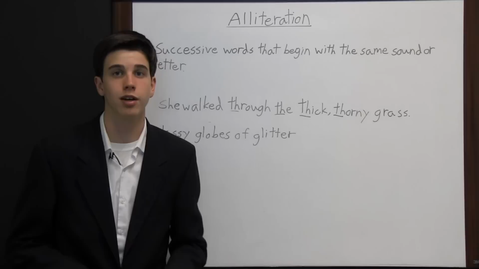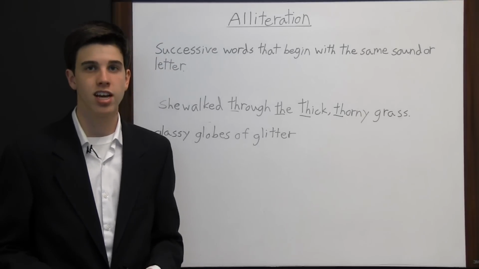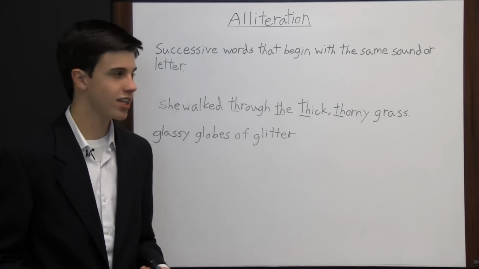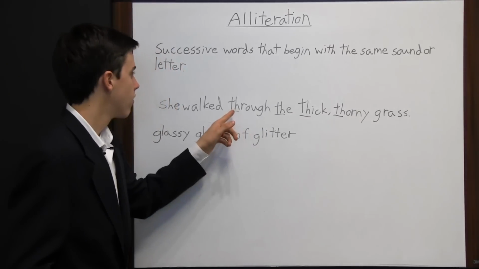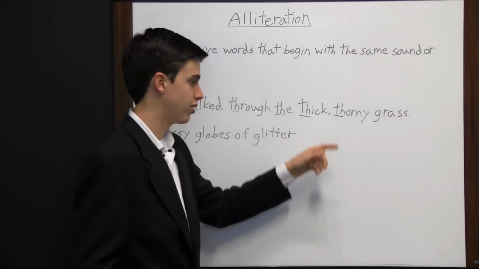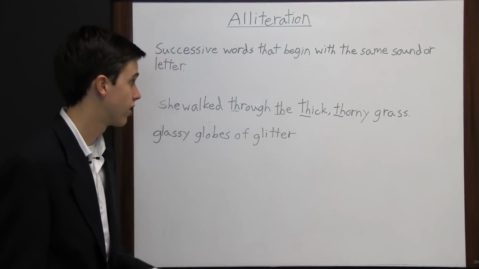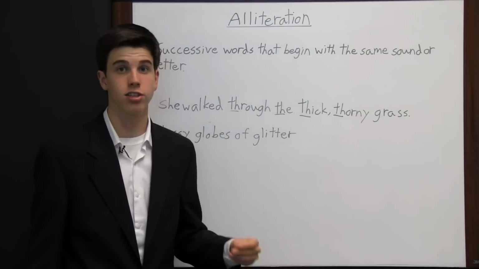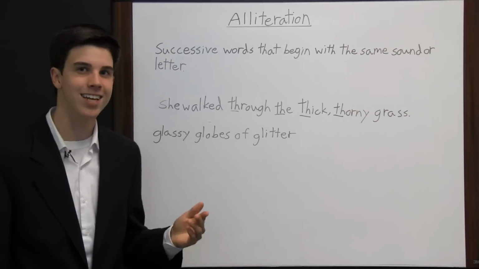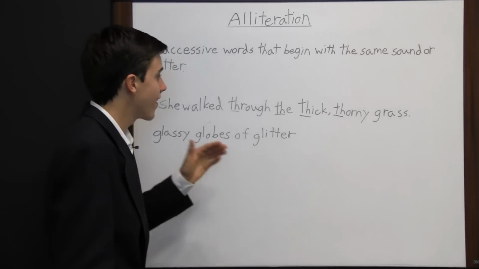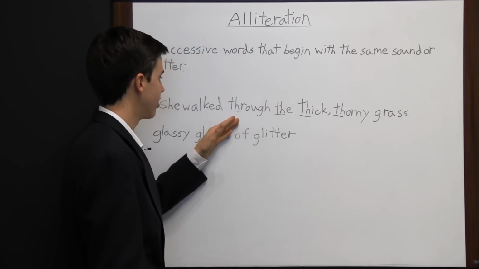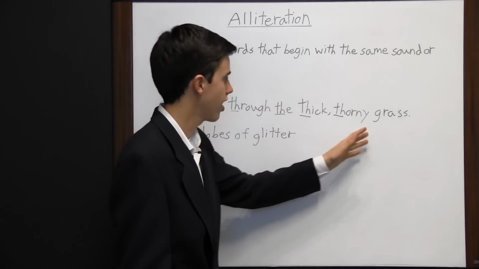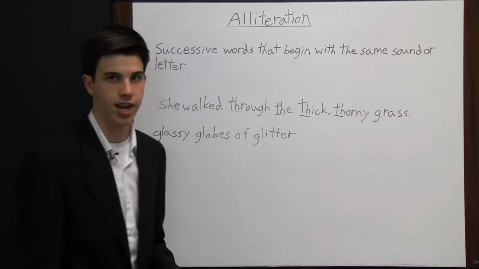Now, I said this was a literary technique, and literary techniques generally are there for a reason. In this case, it's to show the difficulty of getting through the grass, because saying four words that start with a TH in a row is somewhat difficult. It's kind of a tongue twister. Through the thick, thorny grass. I couldn't say that 10 times fast because it's difficult. And that's the point of the author here. They're trying to help the reader understand the difficulty of walking through this grass by making it difficult to say.